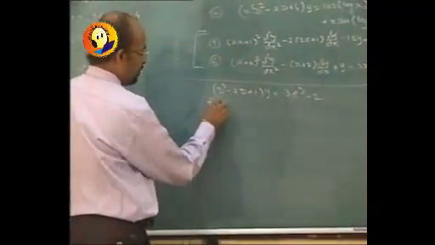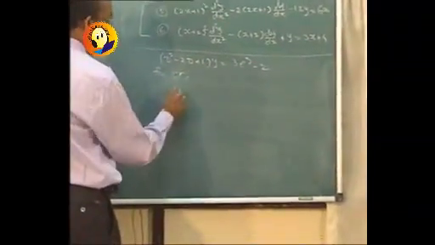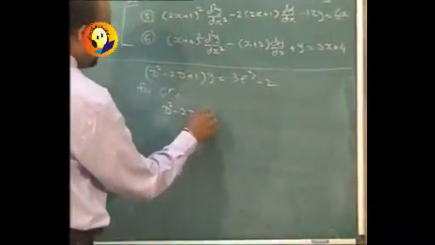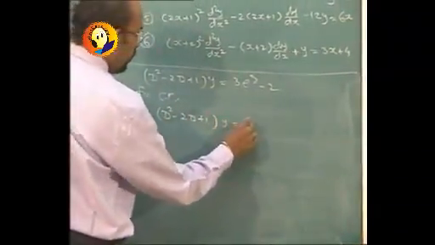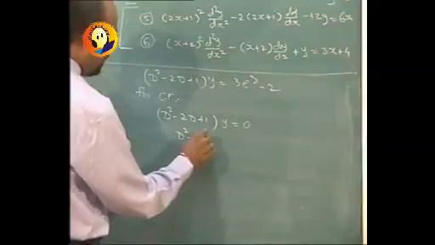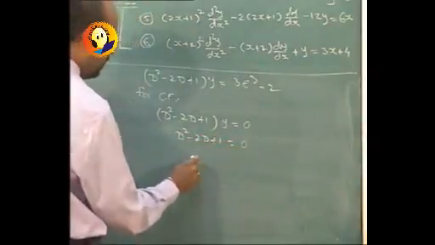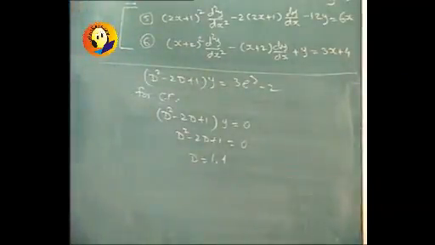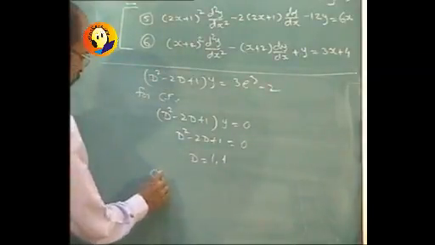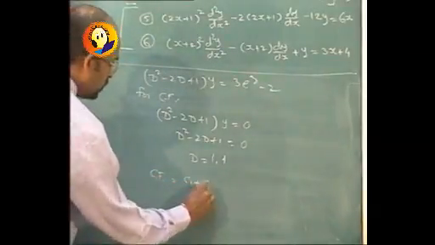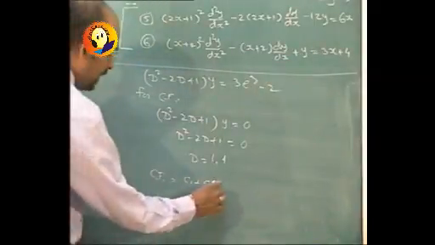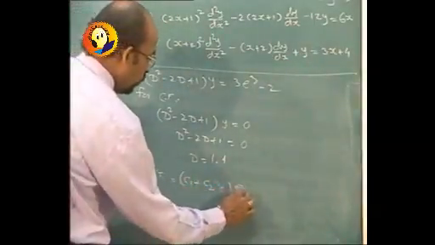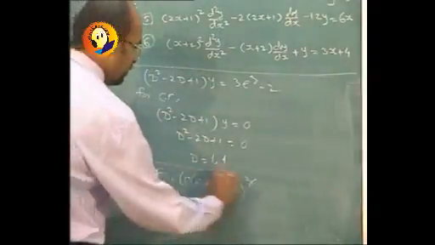For CF, it will be D square minus 2D plus 1 operating on y equal to 0. That is D square minus 2D plus 1 equal to 0, which is a perfect square. So D equal to 1 comma 1. Roots are real and repeated. We are required to apply formula number 2 for finding CF. And so CF will turn out to be C1 plus C2 z into e raised to 1z.